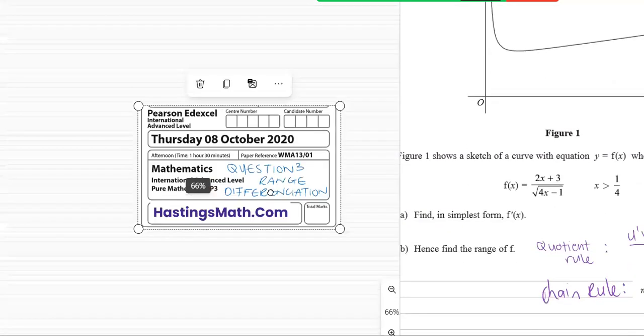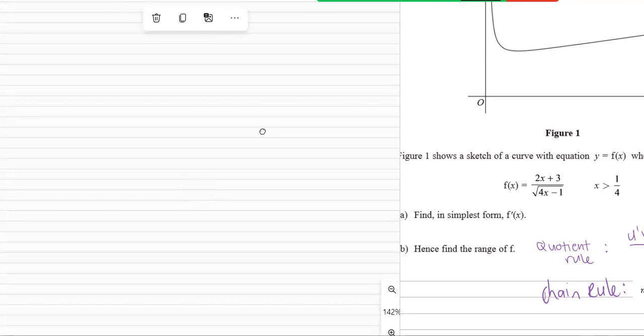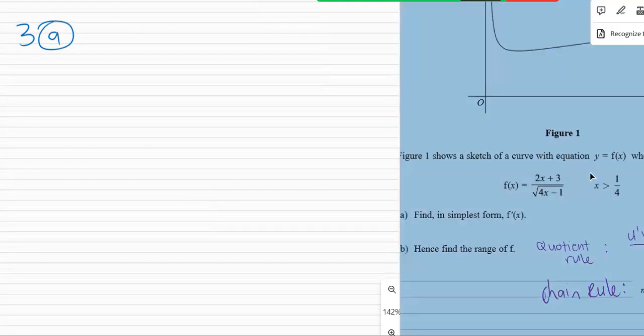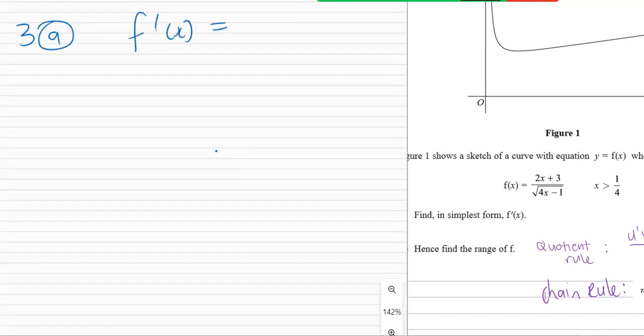Question 3. Give myself some room. Okay, we want number 3a. So there's a sketch of a funny looking curve, and x has to be larger than this, because otherwise the denominator would be 0, so we don't want that. First thing, it asks for what is f dash of x. Of course, f dash of x is the first derivative, so we're going to differentiate this function f.